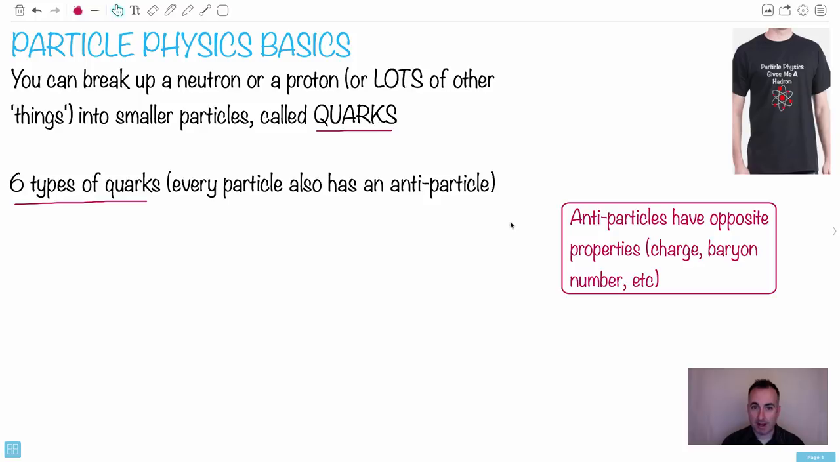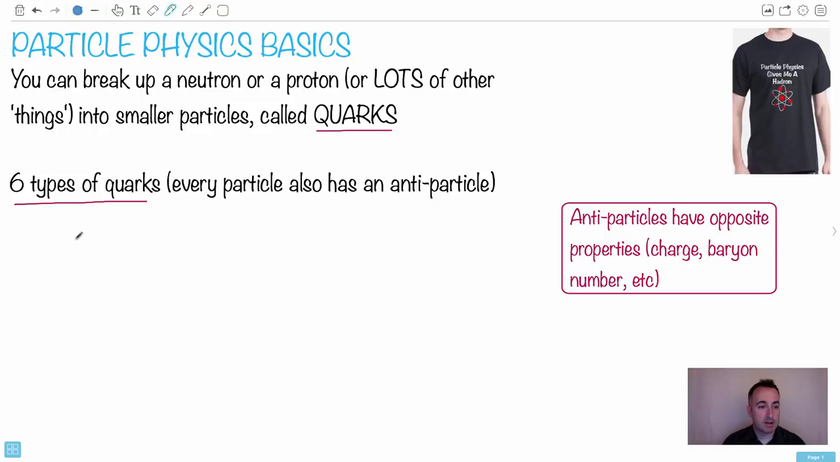So they realized, imagine this is empirical, right? You split up a neutron, you smash it together with something else at very high energies. You see it makes these other particles. So they had to give them a name, so they called them quarks. And it turned out there were six different basic types of these particles. These are the six types of quarks.